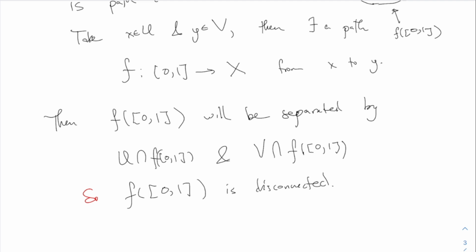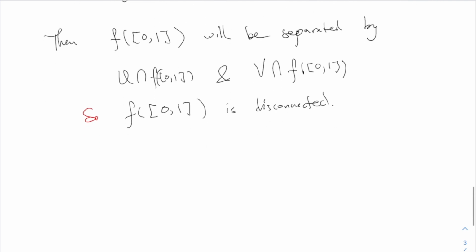And what's wrong with that? This is supposed to be a path. And I was saying before, that seems not possible because a path is supposed to be something that looks like a closed interval. f of [0,1] is disconnected. Can anybody say why? How do you know this is impossible? This is actually a contradiction. Although maybe it's not obvious precisely what's wrong with that. This is a contradiction.